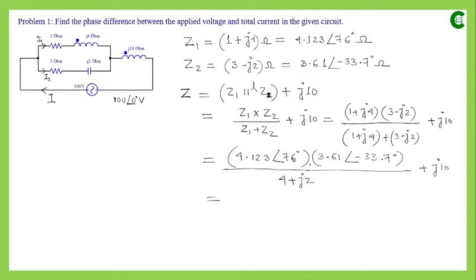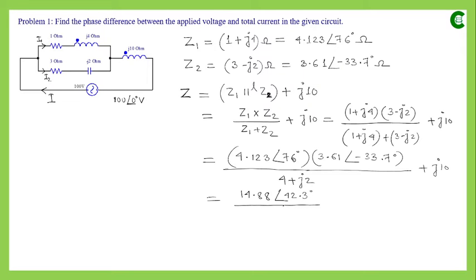So 4.123 will be multiplied by 3.61, and that value we will get as 14.88, and these angles will simply be added. It will be theta 1 plus theta 2, and theta 2 itself is negative. So finally, if we do theta 1 plus theta 2, then the angle value will come as 42.3 degree. And in the denominator we have this value which is in rectangular form.